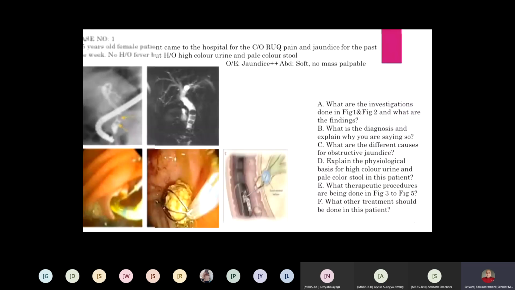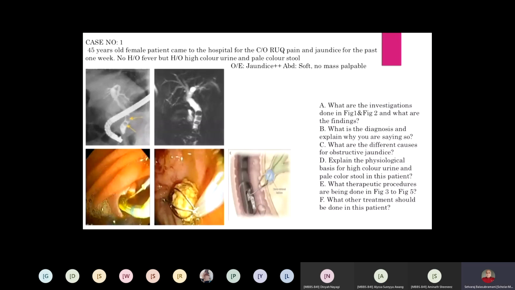Suppose you are unable to remove the stone by this endoscopic method, this ERCP. What else can you do? Endoscopy has been there only for the past 20, 25 years, maybe 20 years. Before that, while I was doing my postgraduate, there was no ERCP. So what surgery were we doing to remove the common bile duct stone in those days? Even today, if you are unable to remove it by ERCP, you have to do only open surgery and then open the common bile duct also and remove the stone. What is the name of that surgery?